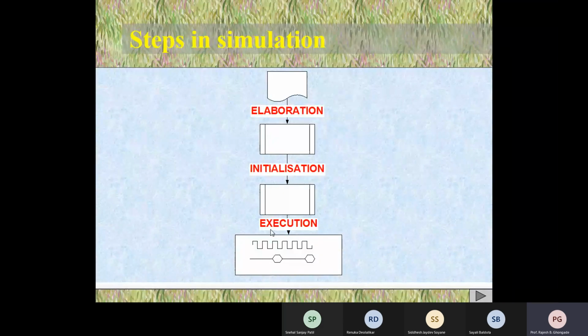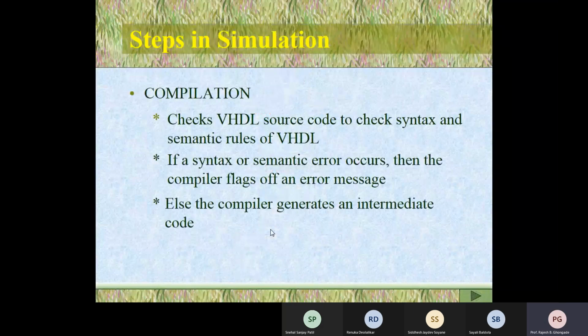Xilinx, I don't use Xilinx, so I don't know whether these are explicitly given or not. But these levels are sometimes hidden from the user because it is transparent, or it is made transparent. So what are these steps?